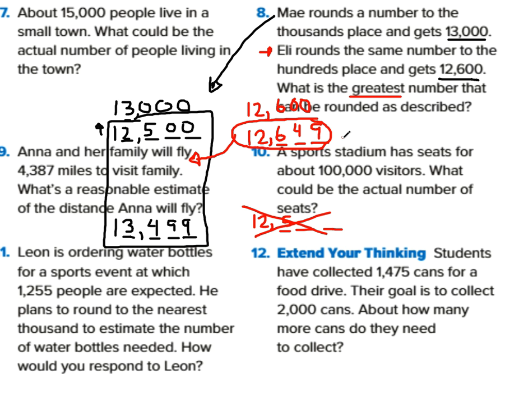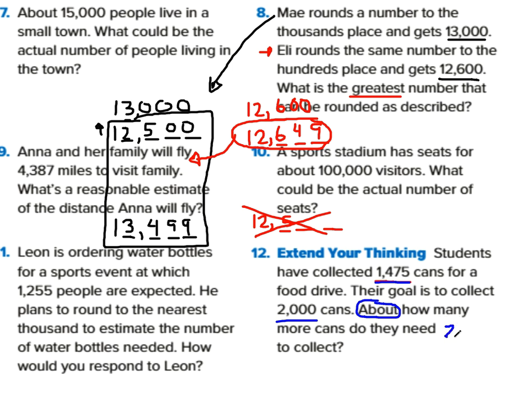Now, number 12 is going to be slightly harder. Students have collected 1,475 cans. Let me switch to blue so we know we're on a different one. For a food drive, their goal is to collect 2,000 cans. Now, we have this keyword about. So a lot of students in class, they went straight to that subtraction.